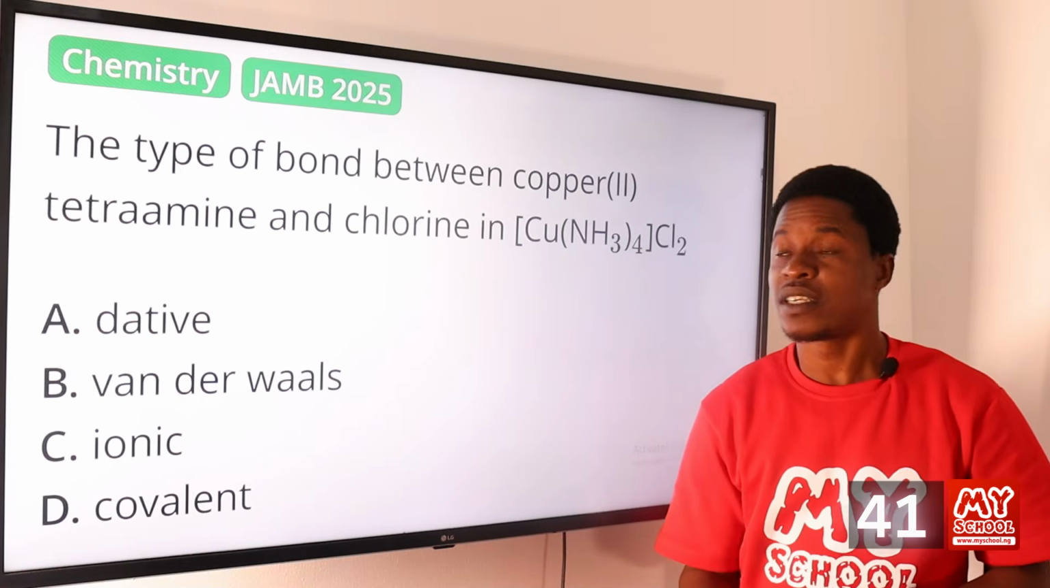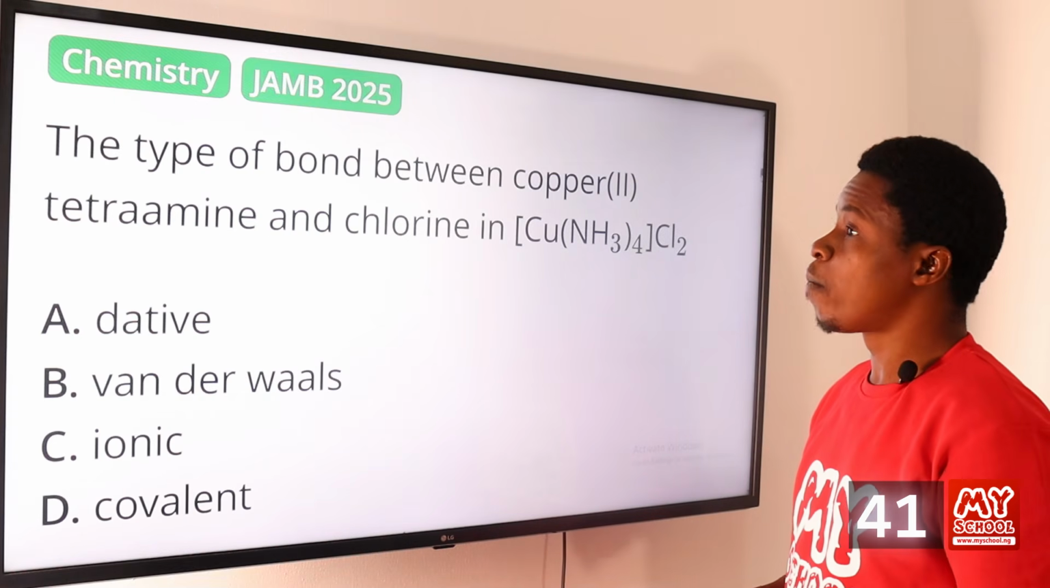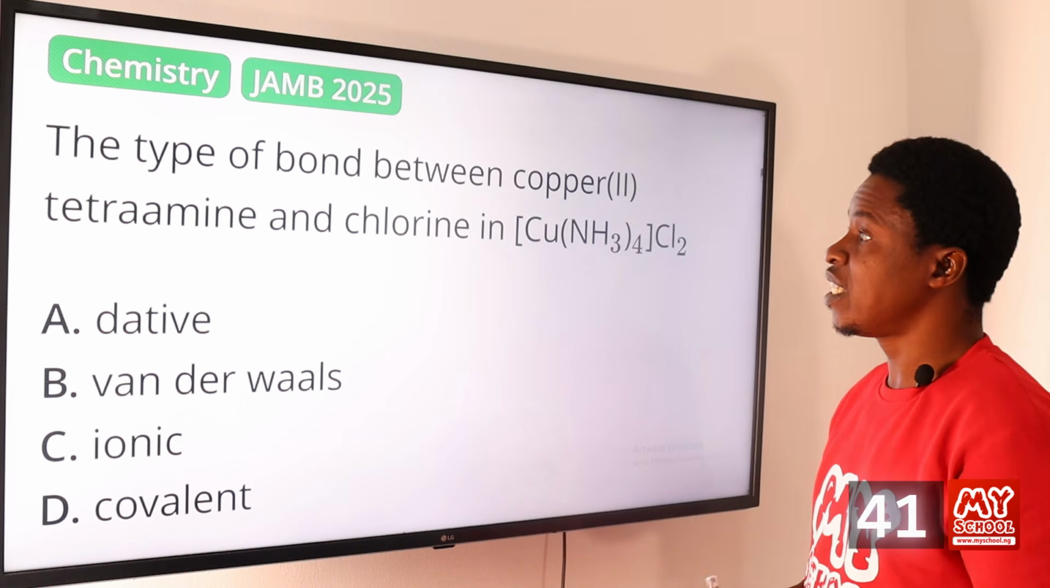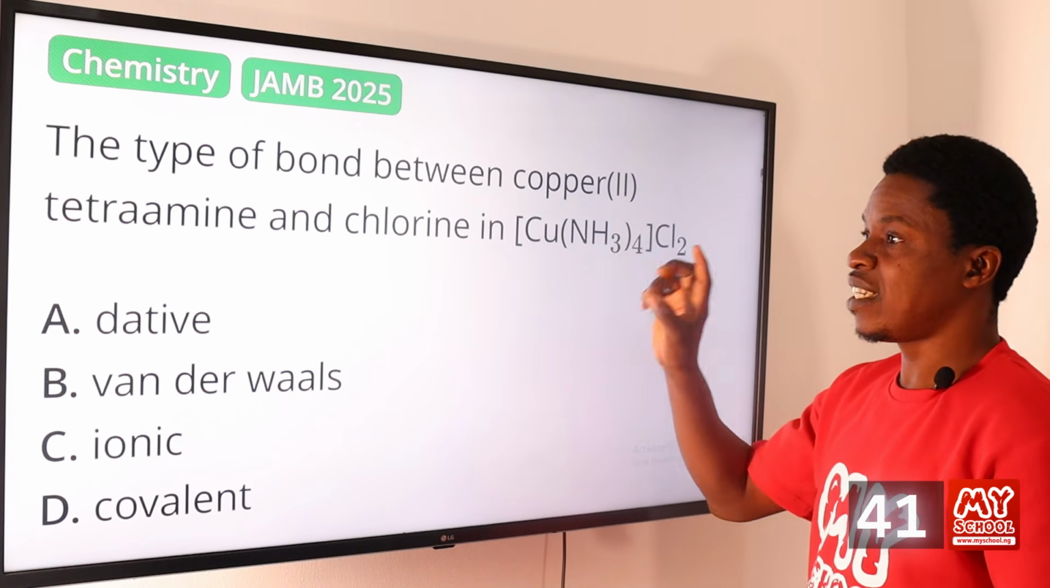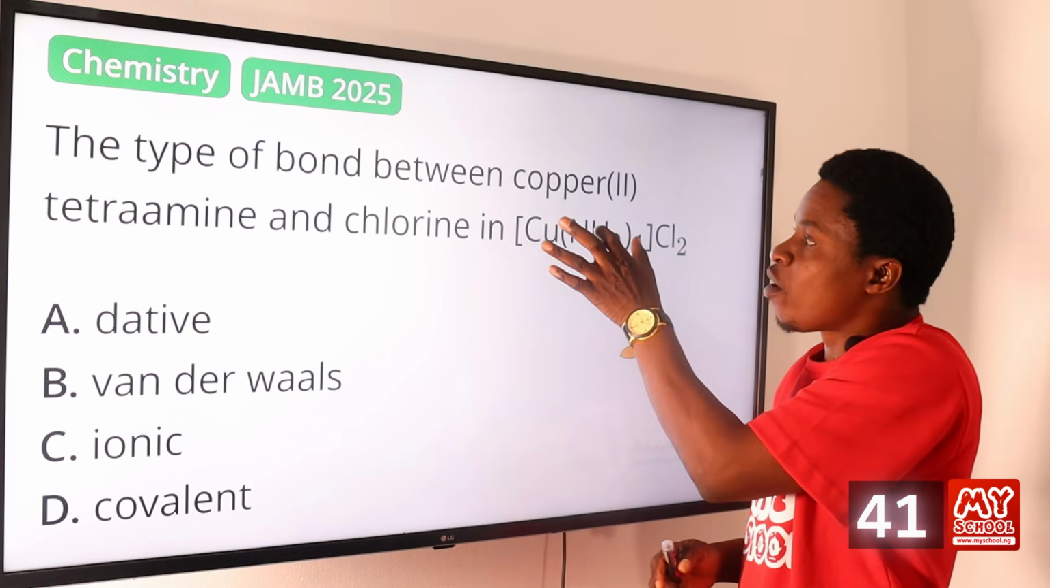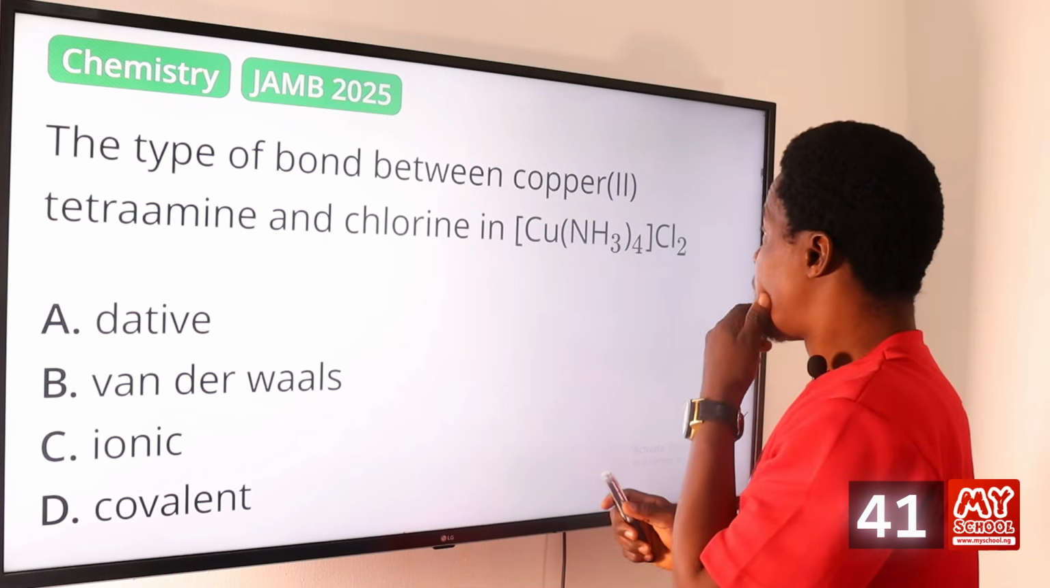Question number 41. The type of bond between copper(II) tetramine and chlorine in this is what? Now if you look at this compound, this is a complex compound.